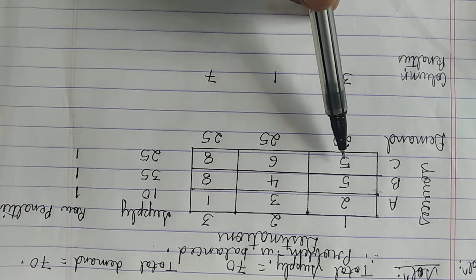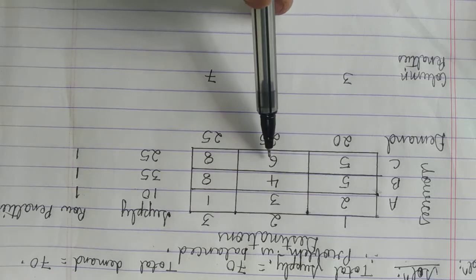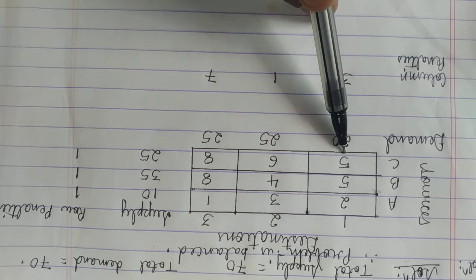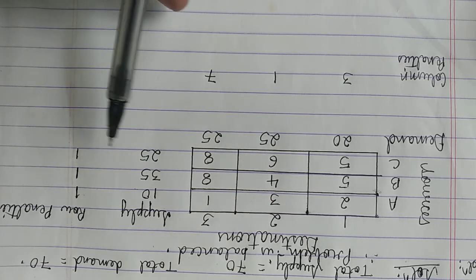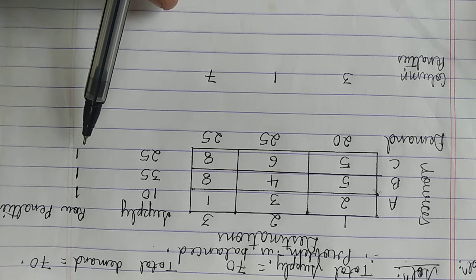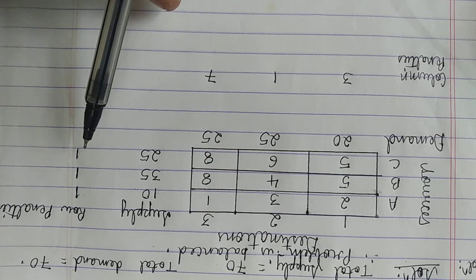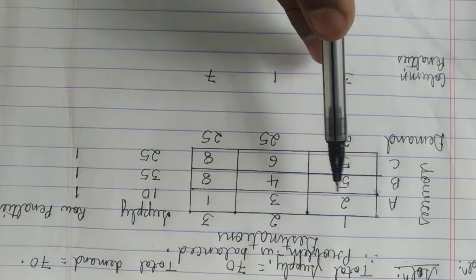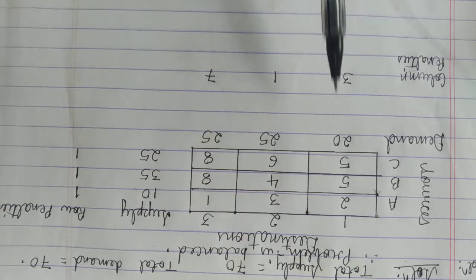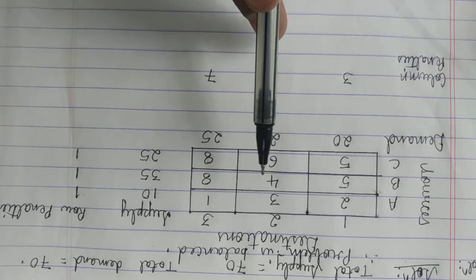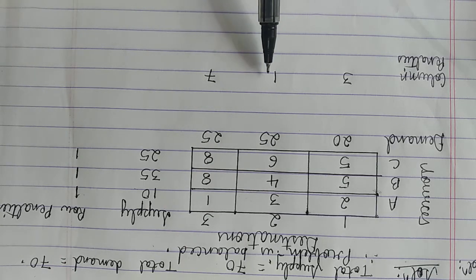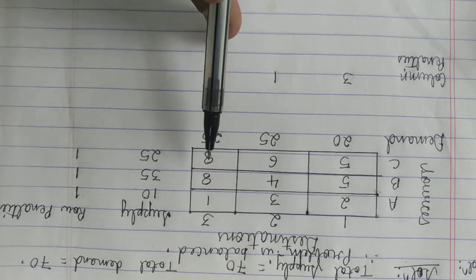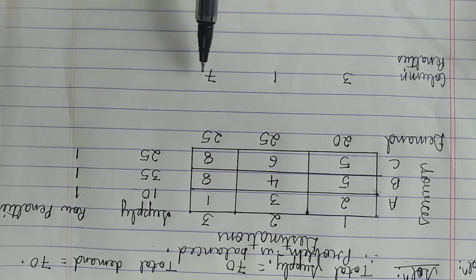Similarly, here also the least element is 5, the second least element is 6, and the difference is 1. So we have to consider only the least and second least. Similarly, column-wise: least element is 2, second least is 5, difference is 3. Least is 3, second least is 4, difference is 1. Least is 1, second least is 8, difference is 7. So this is how we write row penalties and column penalties.